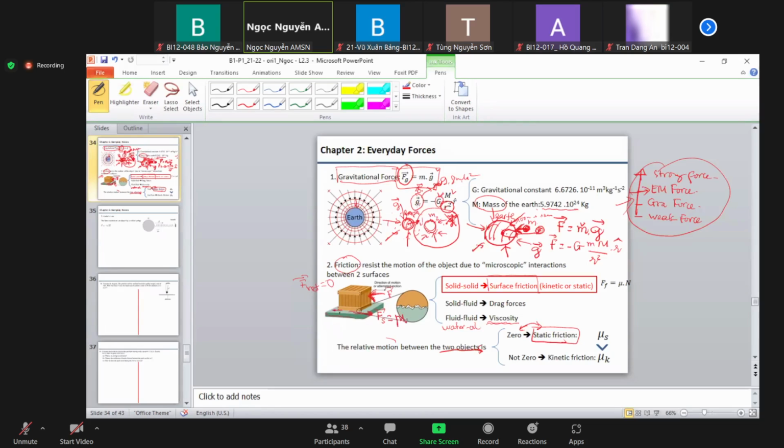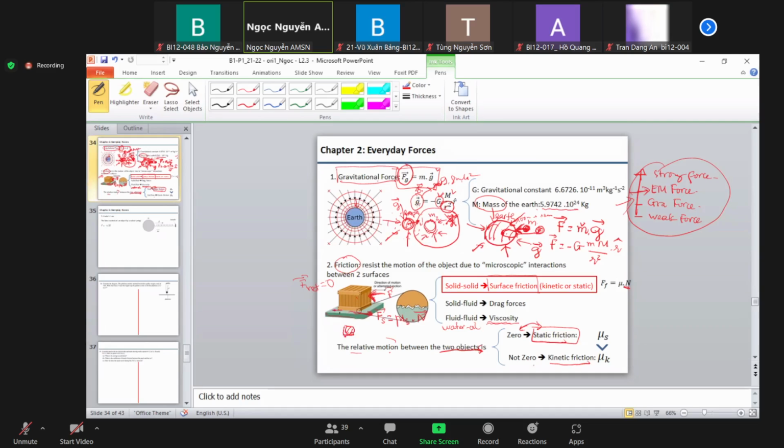And this static friction will be equal to mu s, the coefficient of static friction, multiplied by the normal force. You learned it from Newton, it's good. And when you increase the amount of force acting on the block, it moves. It means the relative motion between the two objects is not zero anymore, and it's where you have kinetic friction.